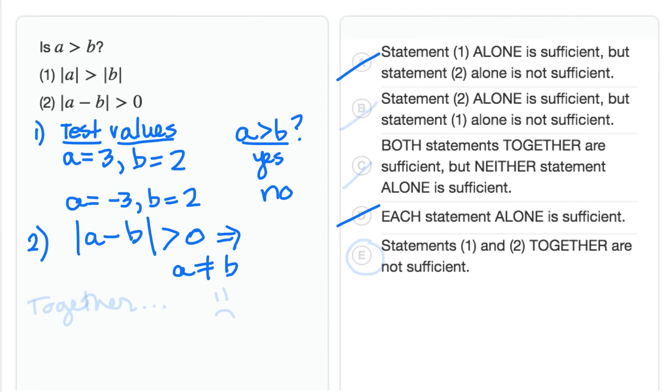Now we need to take the statements together and see if that gives us enough information to answer the question, is A greater than B? Well, taking the two statements together really doesn't tell us much more than what we already knew from statement 1. So we're going to have to conclude, sadly, that both statements together are not sufficient. Therefore, we can eliminate choice C, and the correct answer is choice E.